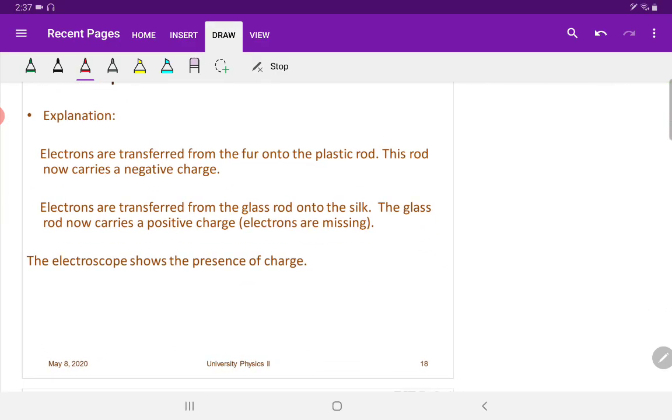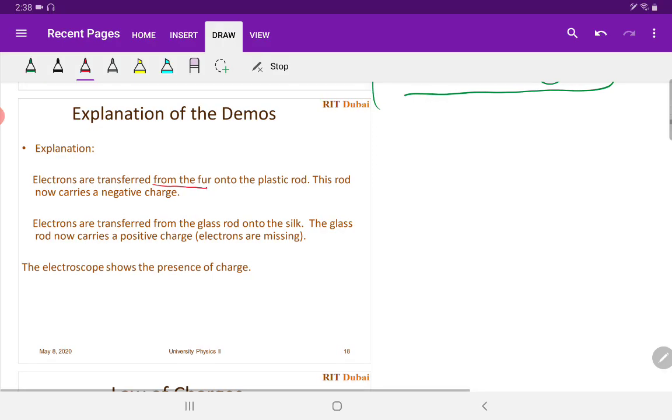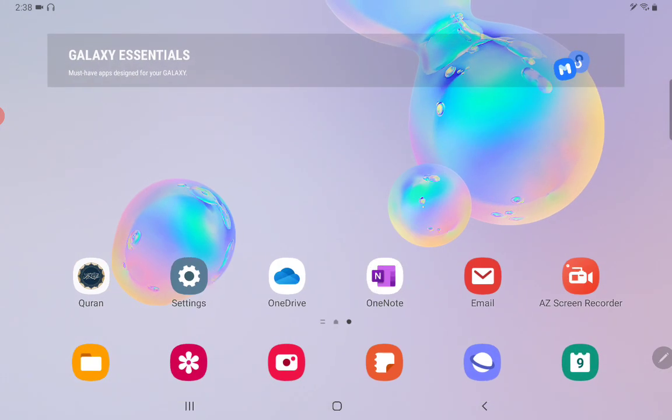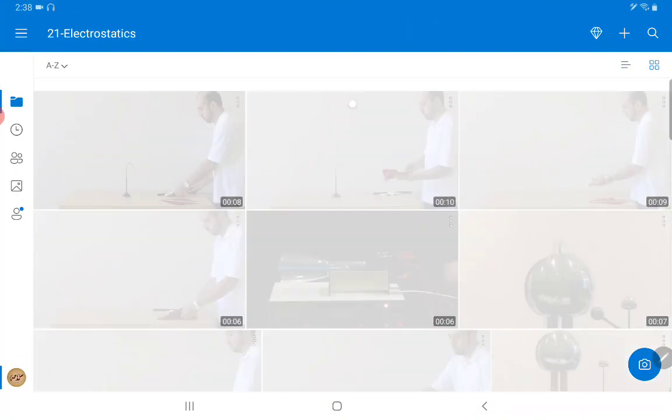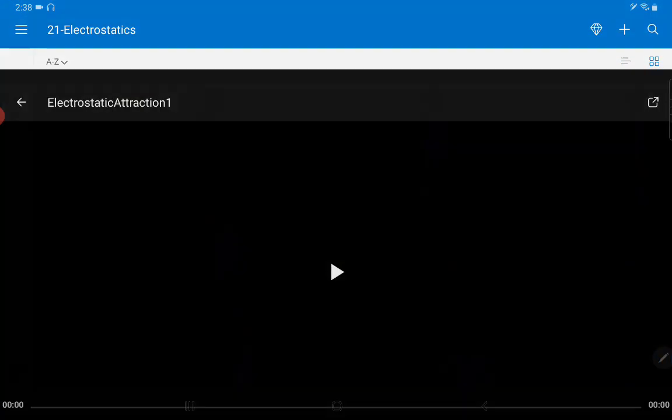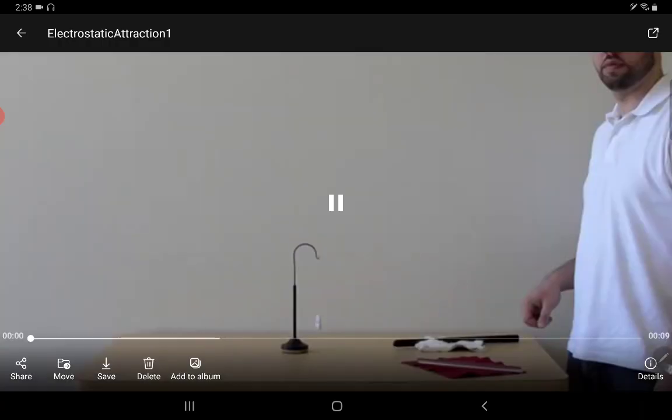Now, as I said here, electrons are transferred from the, now here is the thing. Now let's try to see here. I want to show you a video that will explain what's happening here. Now let's see, what do we have here?